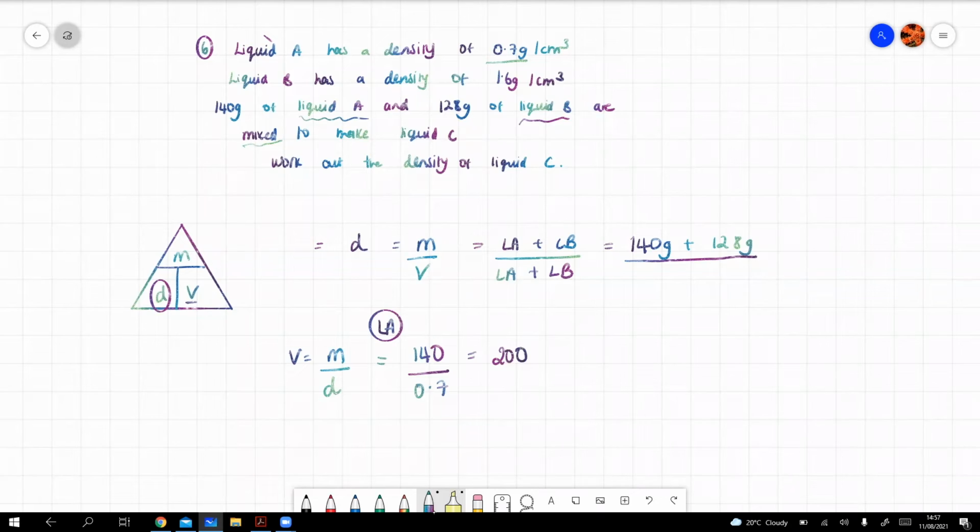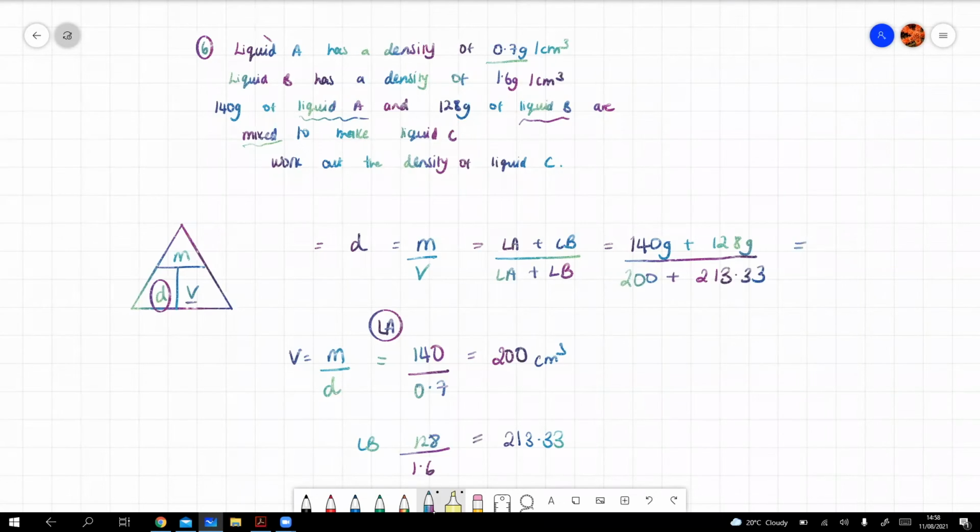Centimeters cubed. And if I want liquid B, I'm going to have to do the mass, which is 128, divided by its density, which is 1.6. I can do that on my calculator. 128 divided by 0.6. Oh, and I end up with a recurring decimal, 0.3 recurring. I'm just going to write that as 33. Okay, so I'm going to add that up now.